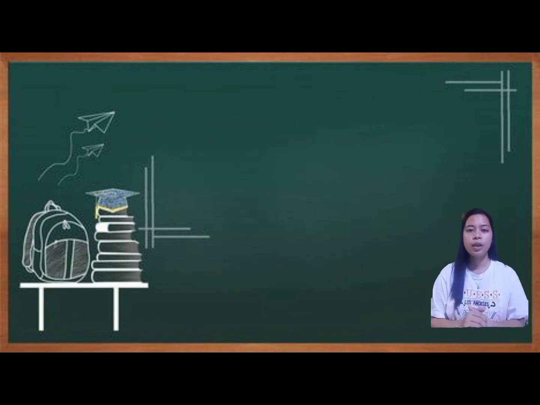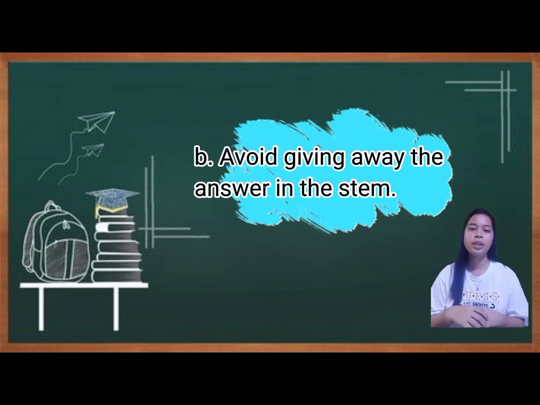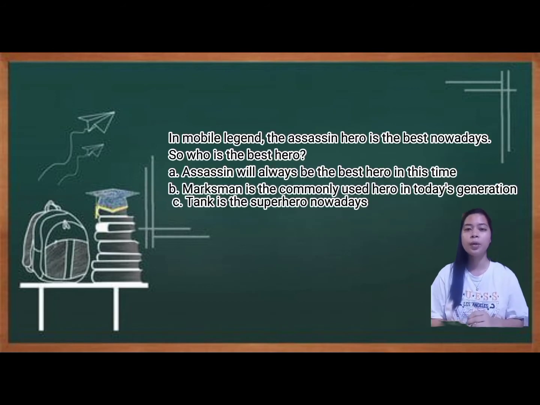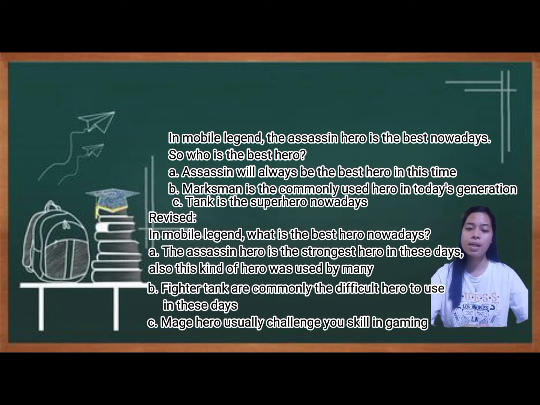For the second rule, avoid giving away the answer in the stem. Non-example: the assassin hero is the best nowadays. Letter A, assassin will always be the best hero in this time. Letter B, marksman is the commonly used hero in today's generation. Letter C, tank is the superhero nowadays. As you can observe, the answer was directly given with the question. So let us revise it: in Mobile Legends, what is the best hero nowadays?